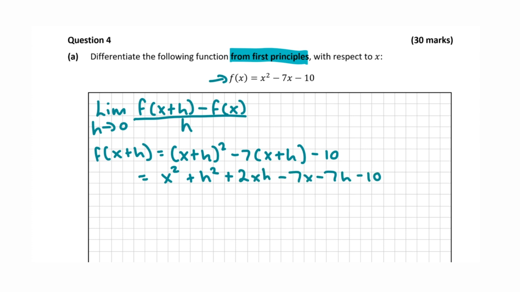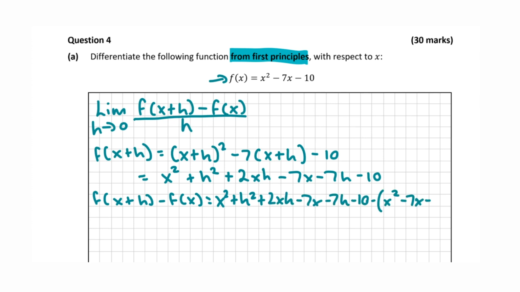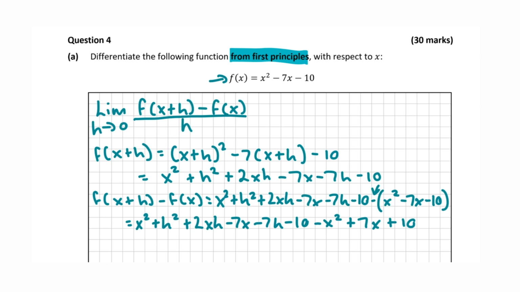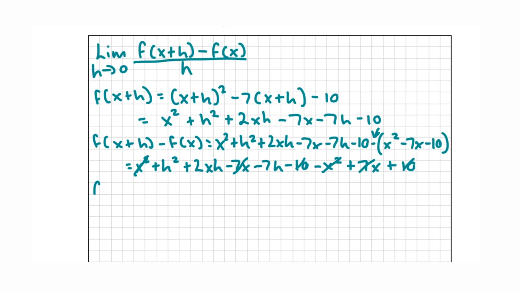So now we can go ahead and figure out what f of x plus h minus f of x is. So now I'm going to rewrite this line, and this time I'm going to take into account this minus sign here. So that'll leave us with minus x squared plus 7x plus 10. And so a really good indicator that you're going right in this question is that a lot of your terms should cancel at this part. So this x squared will cancel with this minus x squared, this minus 7x will cancel with this plus 7x, and this minus 10 will cancel with this plus 10.